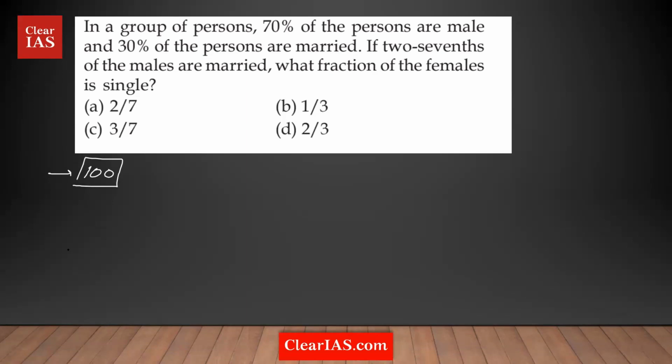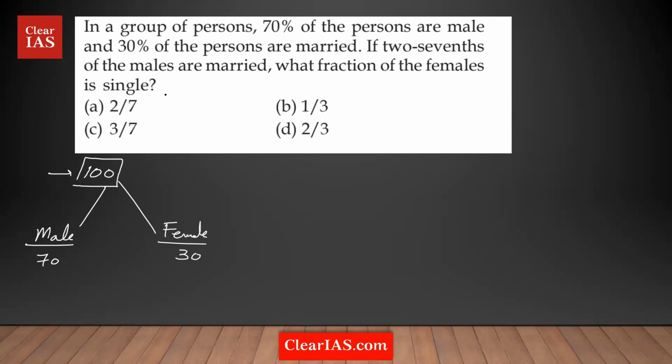So any more answers? Let's try it out. All of you who didn't get the answer, listen carefully. In a group of persons, 70% are male. Assuming 100 persons, 70% of 100 is 70, so the males are 70. Remaining would be female, so 30 would be female.